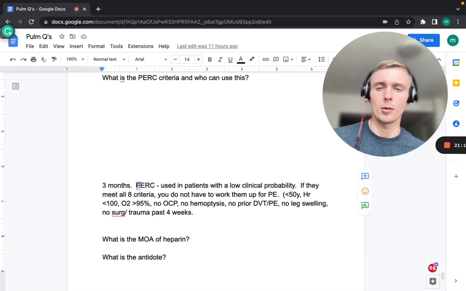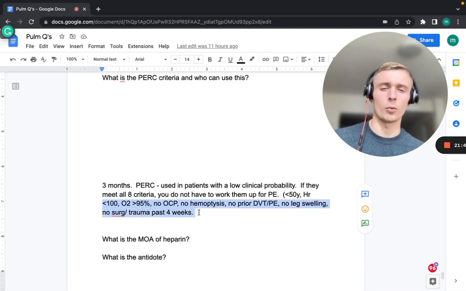The PERC criteria, the pulmonary embolism rule-out criteria, is used in patients with a low clinical probability of a PE. If they meet all the 8 criteria, you do not have to work them up for a PE. And those criteria are, they have to meet all of these to not work them up. If they're under 50, so automatically if they're over 50, you can't use the PERC. If their heart rate's under 100, O2 sats over 95%, they're not on OCPs, they have no hemoptysis, they have no prior DVT or PE, they have no unilateral leg swelling, no surgery or trauma in the last 4 weeks as well. So if they have any of these, then you might have to continue to work them up.